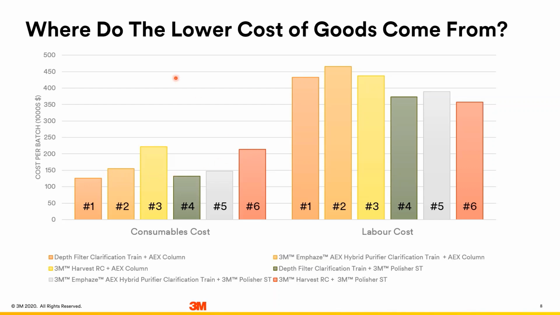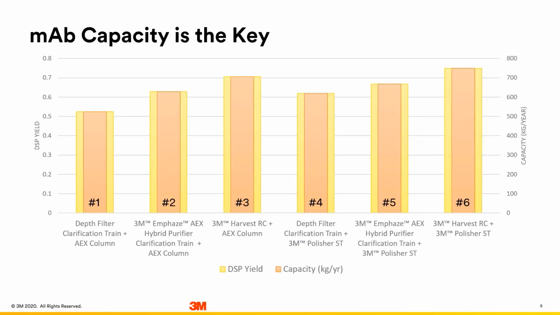So it's clear that if there's no change in capital costs, material costs, and other costs, and the labor and consumable costs cancel each other out, the question then becomes, where do the lower cost of goods for the MAB come from? Monoclonal antibody capacity is the key. And this graph really explains where it's coming from.